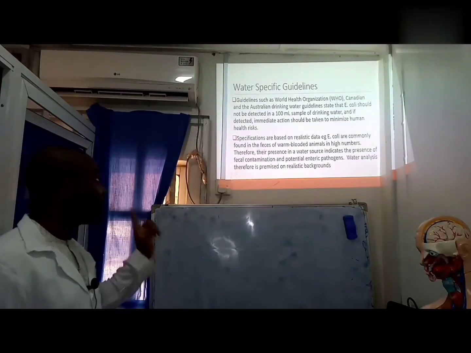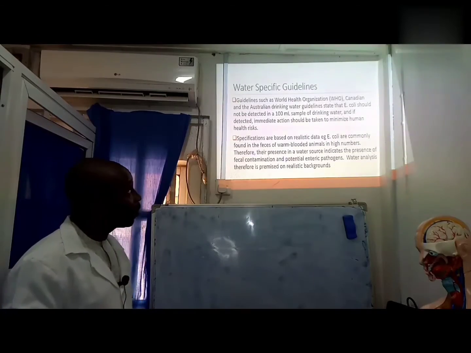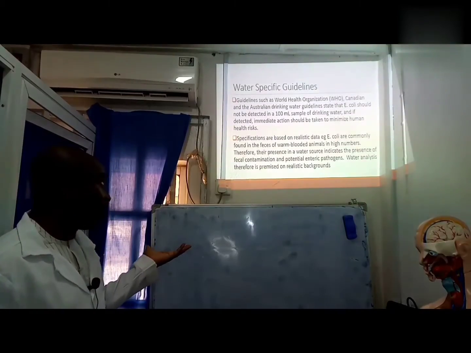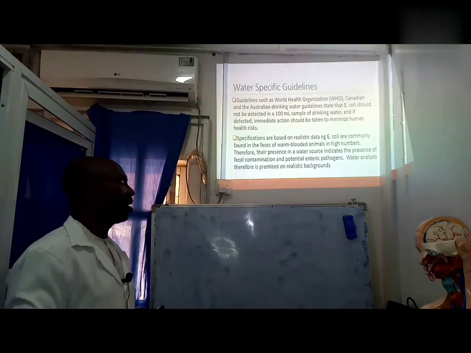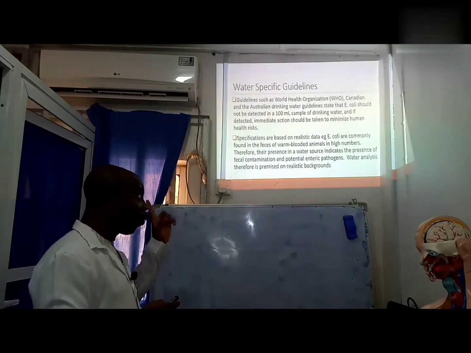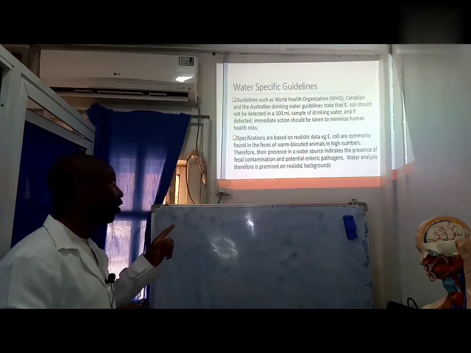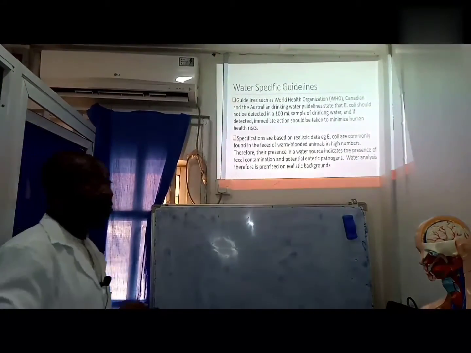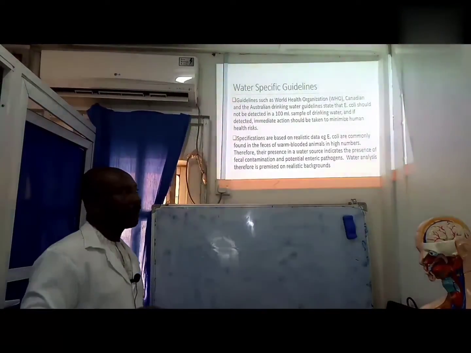At this point, we want to talk about water-specific guidelines. There are guidelines by organizations like the World Health Organization, and Canadian and Australian drinking water guidelines are also available. They say, for instance, E. coli should not be detected in a 100 ml sample of drinking water. For every 100 ml of drinking water, we don't want to see even one E. coli detected. If it is, then immediate action has to be taken to minimize human risk. We are not even distinguishing the source, fecal or not. All we're saying is we don't want to see E. coli in our drinking water.